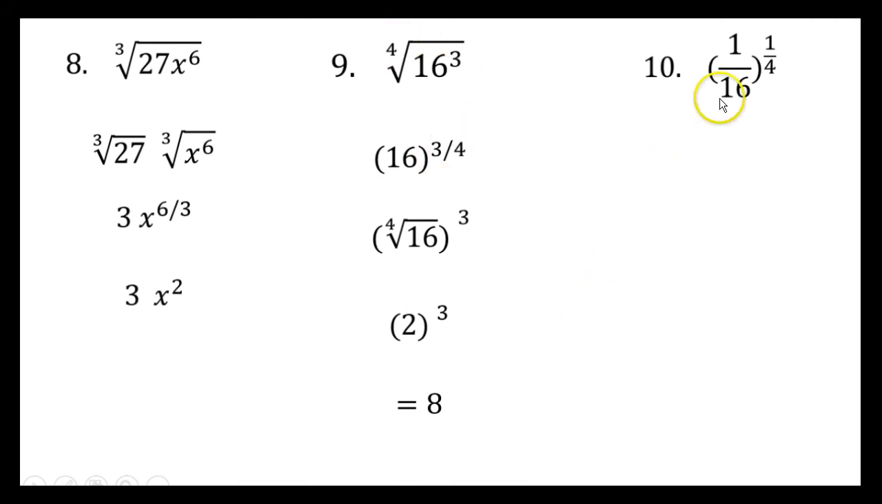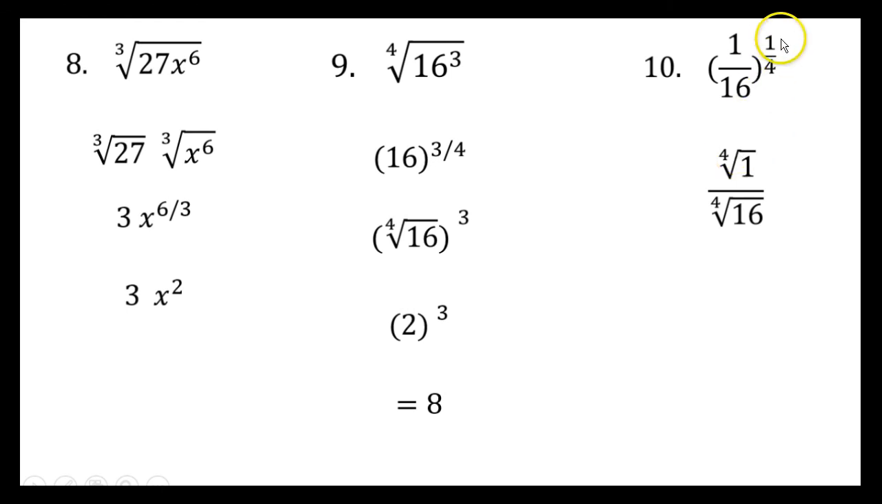And finally, 1/16 to the 1/4 is the same as the 4th root of 1 over the 4th root of 16. Remember, this number just goes where the root is, and the 1 goes where the exponent is, so we just don't write it. So anything to the 1/4 or the 1/3 is just the 4th root or the cube root.